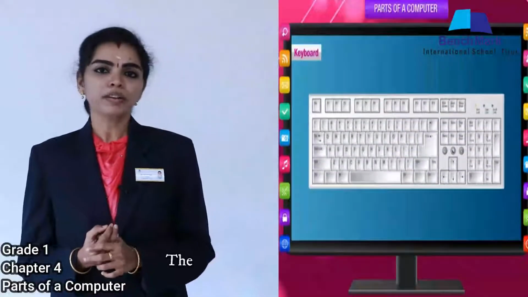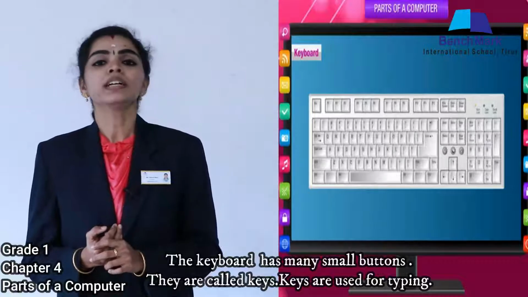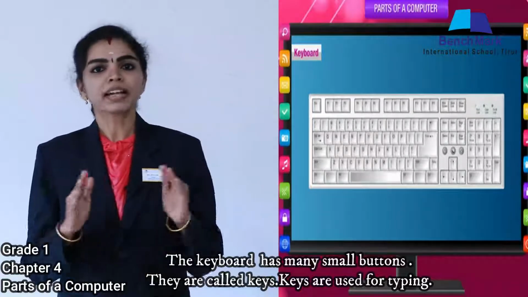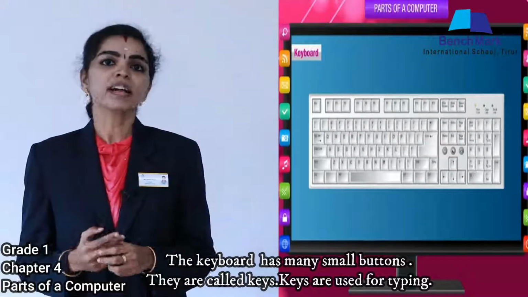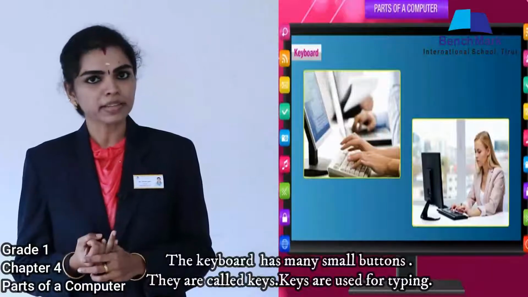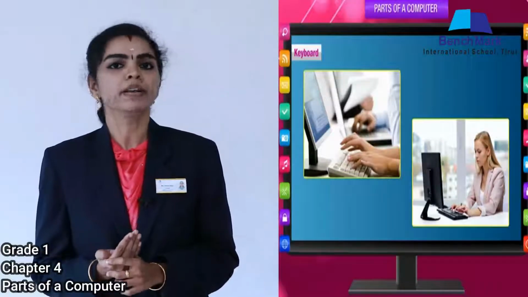And the next part of computer that we are going to see is a keyboard. So what is a keyboard? The keyboard has a collection of buttons, a sequence of buttons which are also called keys. In keyboard we have alphabet buttons, number buttons, and symbol buttons. Some special keys are also available in keyboards.